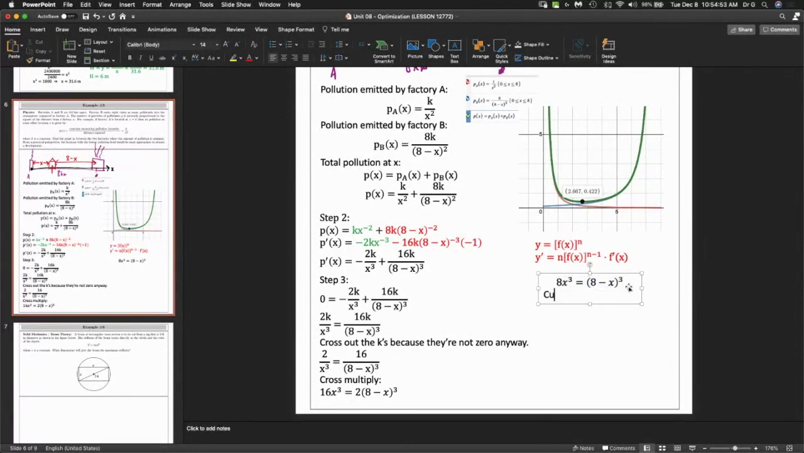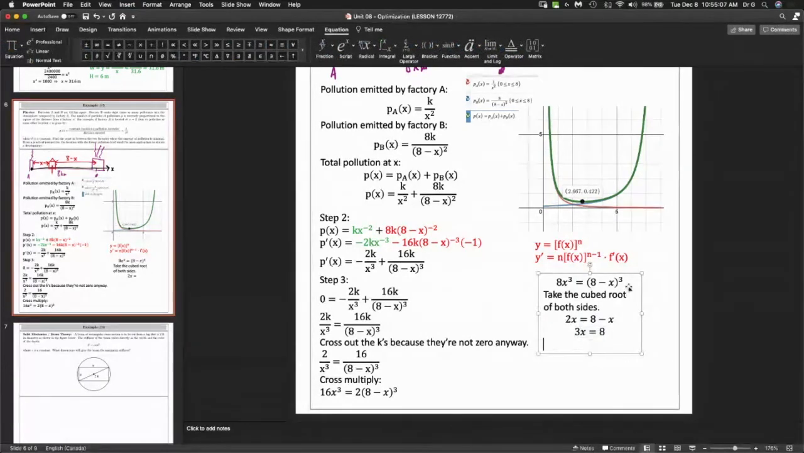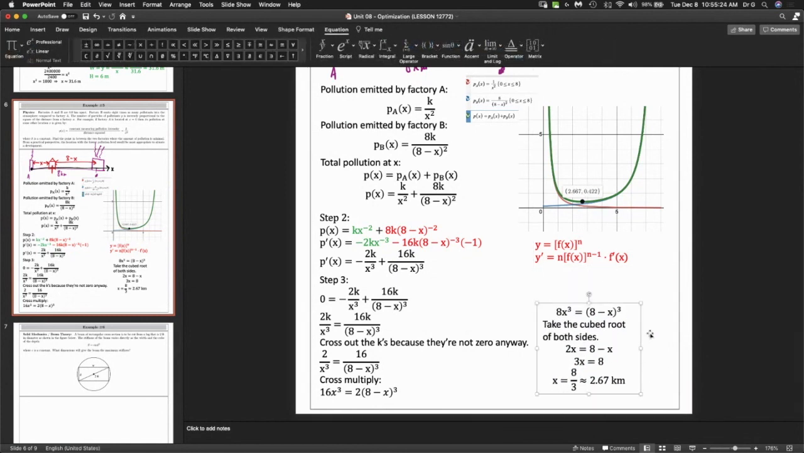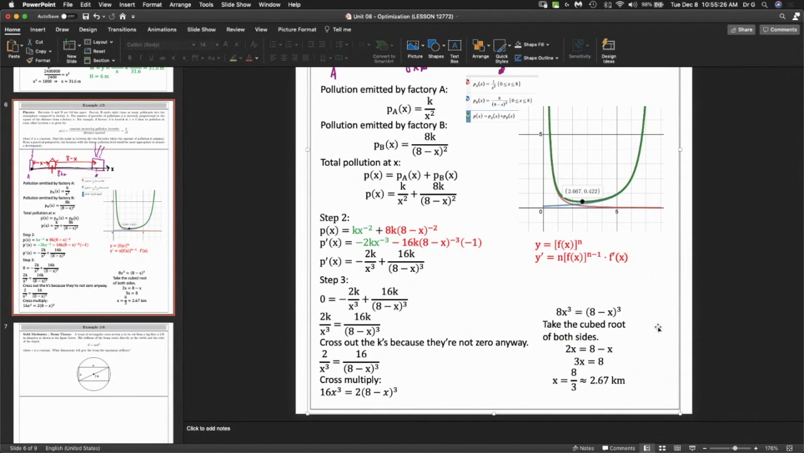And the neat thing about this is that you can take the cube root of both sides. So you get 2x equals 8 minus x, 3x equals 8, x equals 8 over 3, which is approximately 2.67 kilometers. And there you have it. That's the answer. See it? 2.67. 2 and 2/3. That is the end of that question.